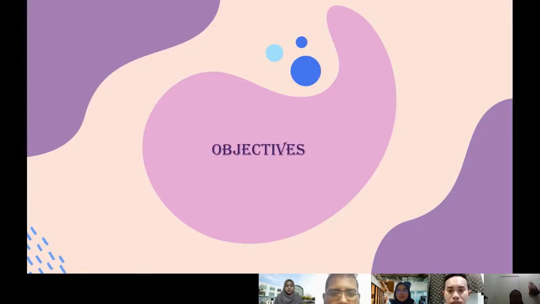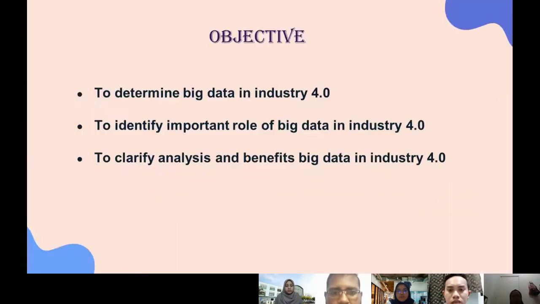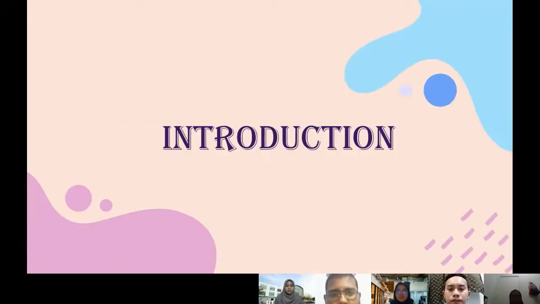Okay, the objectives of our title, Big Data, are to determine the big data in Industry Revolution 4.0, identify the important role of big data in Industry Revolution, and to clarify the analysis and benefits of big data in Industry Revolution 4.0. Introduction to big data.